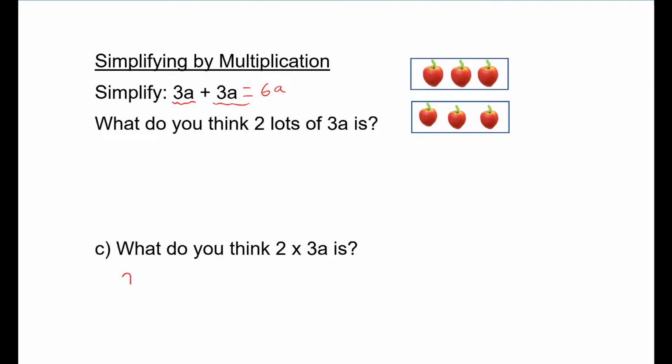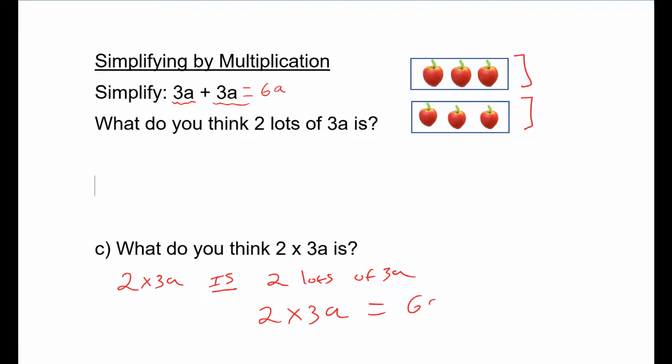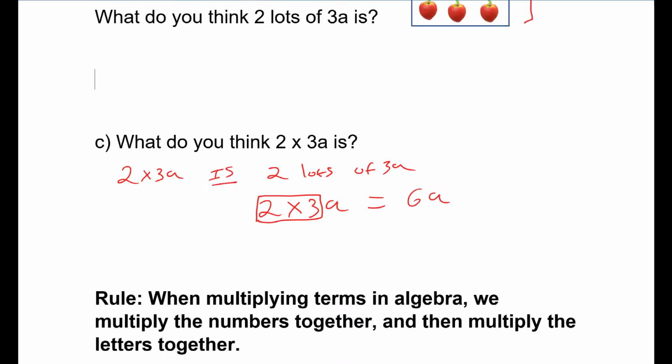Well, 2 times 3a is 2 lots of 3a. You could think of this as 2 boxes, each containing 3 apples. How many apples do you have? 6 apples. So we can say that 2 lots of 3a, or 2 times 3a, is 6a. So what we've done is multiplied the number parts, so 2 times 3, and then put the a on the end. This leads us to the rule.